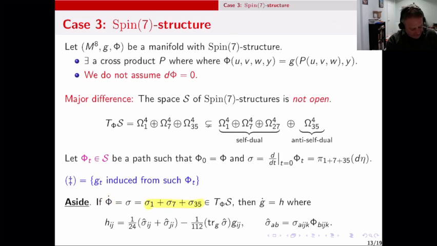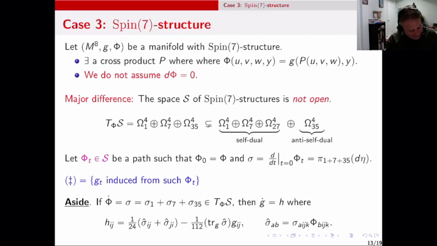It has a 1, 7, and 35 part because it's a tangent vector to the space of spin 7 structures. Then this phi dot will induce an infinitesimal variation of the metric, G dot, which is H. And the way you get H is, again, similar to the G2 case. You contract sigma with phi on three pairs of indices to get a 2-tensor, and you take some multiple of the symmetric part of that, minus some multiple of its trace.